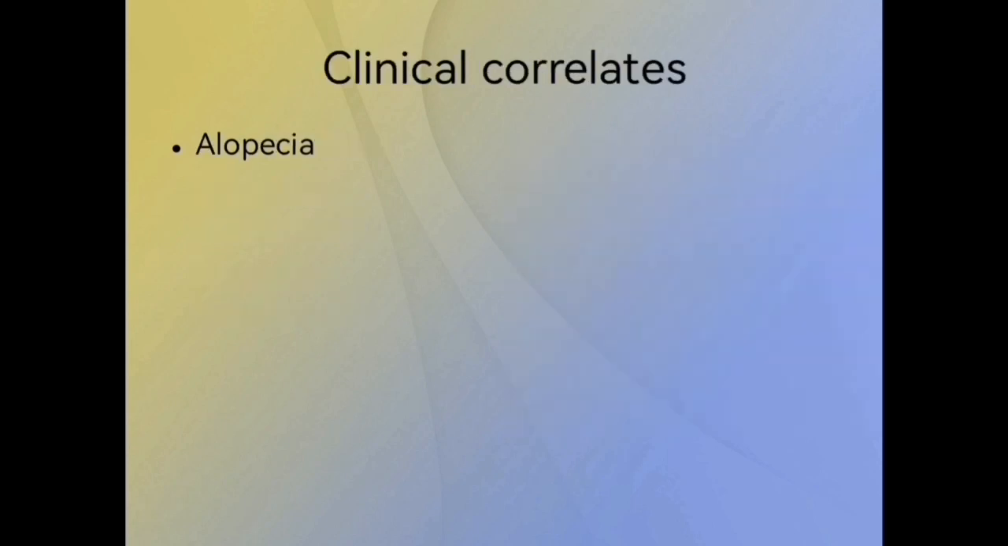For the clinical correlates, we have a condition known as alopecia, which is the loss of hair to produce baldness. This can result from many factors, one of which is chemotherapy. Patients undergoing chemotherapy lose hair. This is because chemotherapy stops mitotic activity in the hair matrix such that the hair can no longer grow and the hair will be lost. However, this can be reversible.